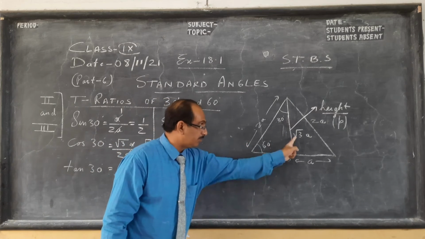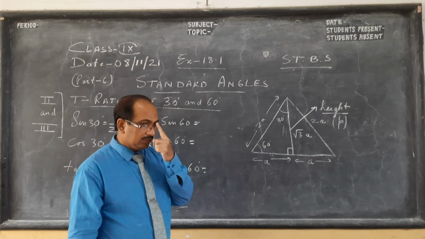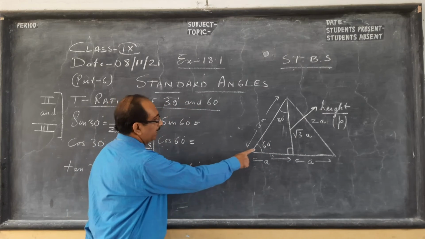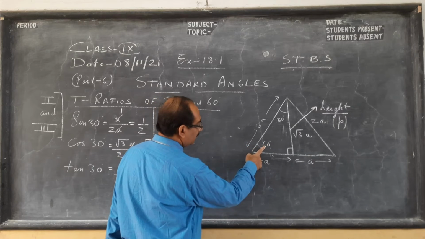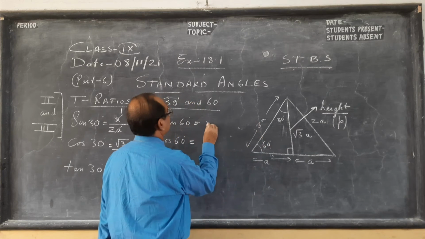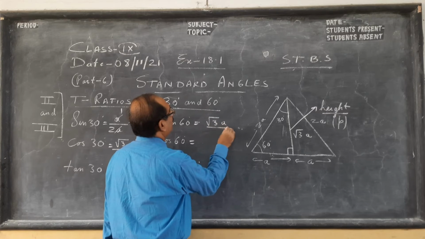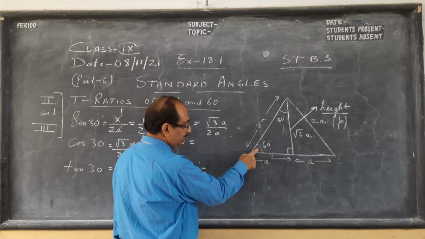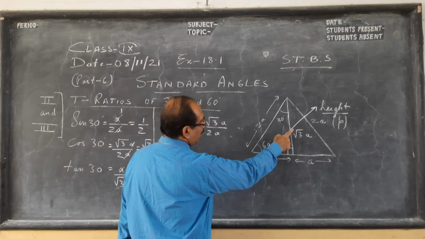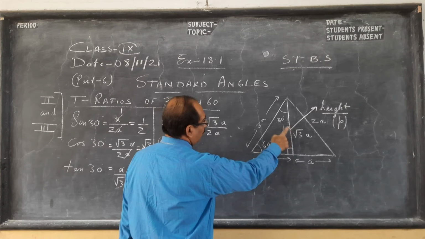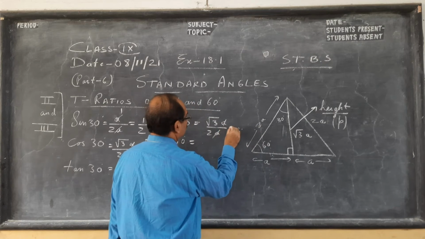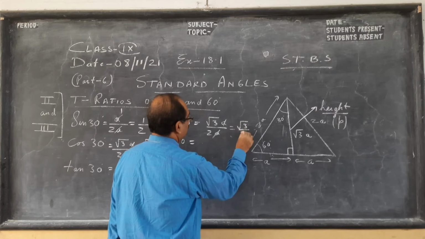Tan for this is this by this. Now come to 60 degrees. See this, children. Sine 60 degrees is this by this, root 3a by 2a. Sine is perpendicular by hypotenuse, or opposite by hypotenuse. So we get root 3 by 2.